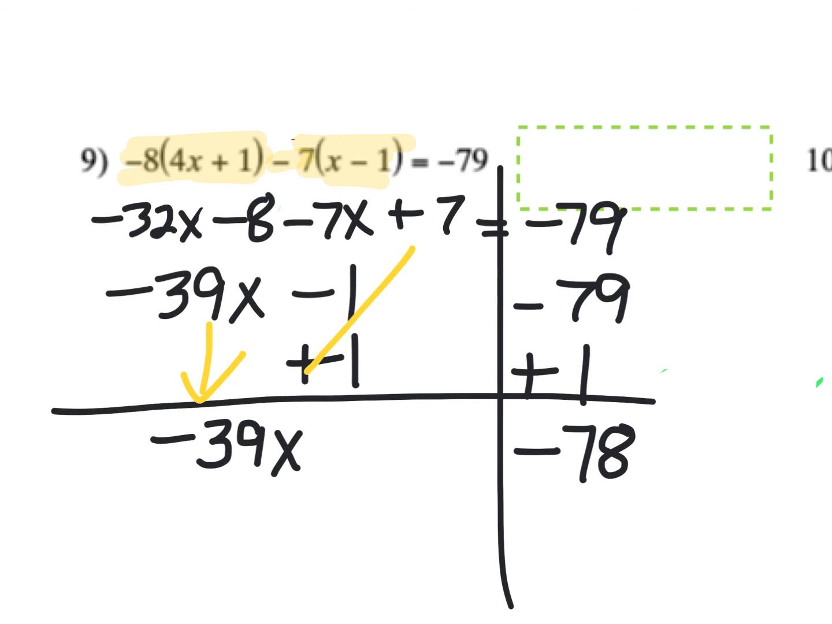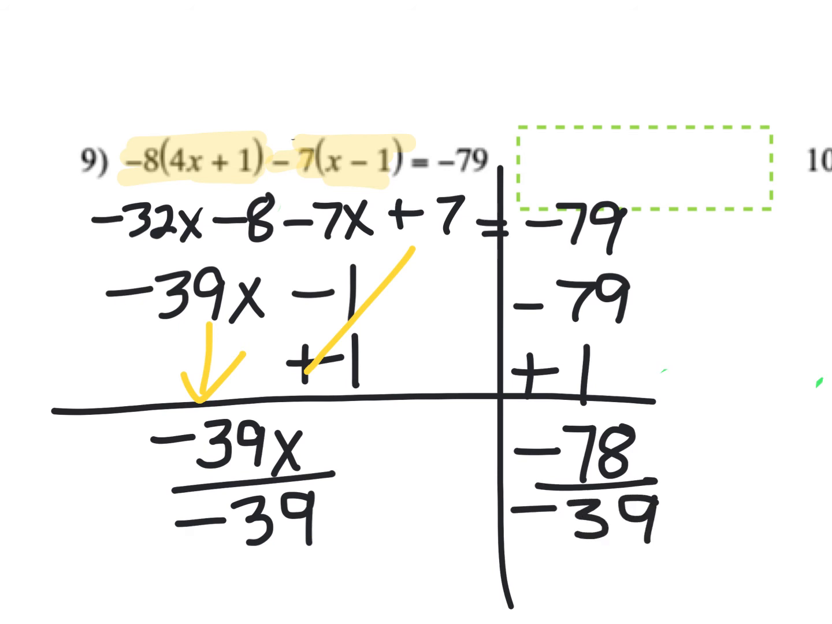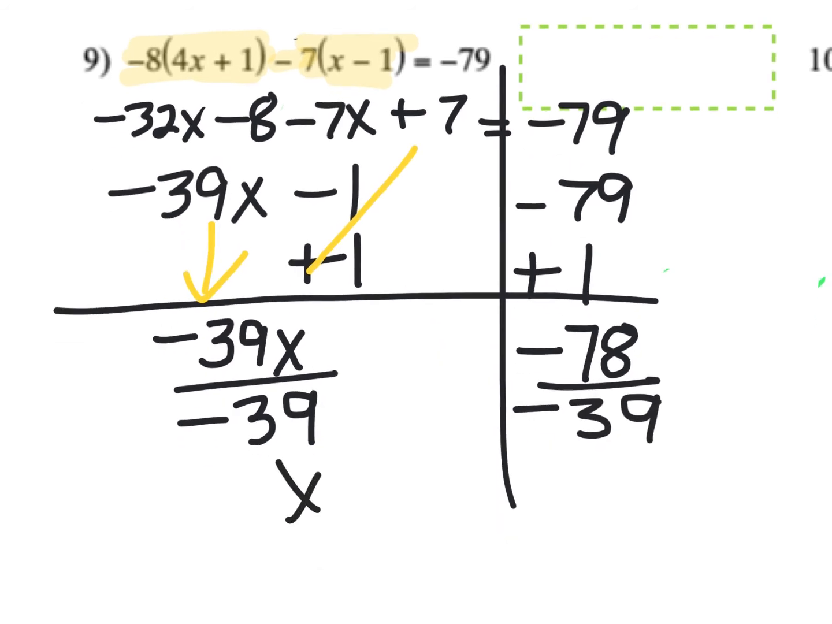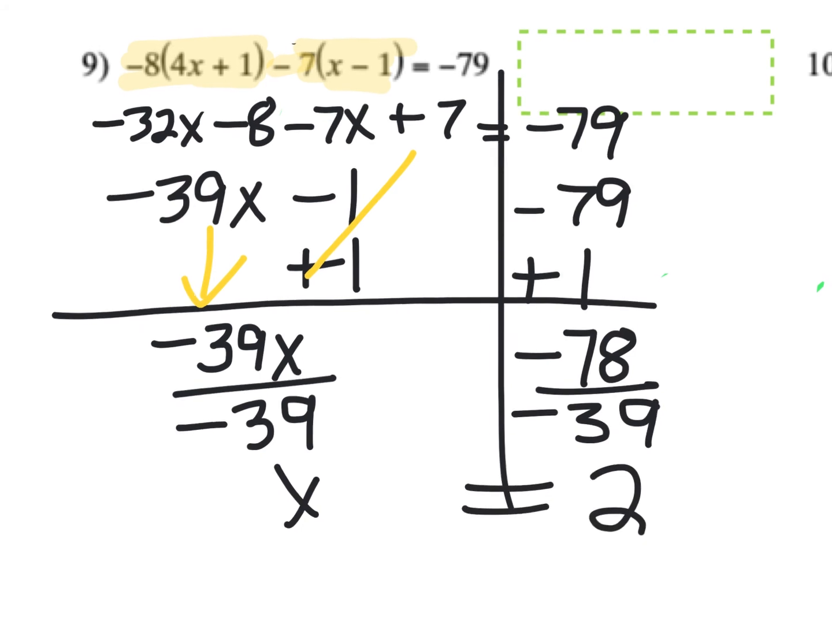And to get rid of that -39x, the inverse of multiplying is, of course, dividing. So we're going to divide both sides. So we've got x is equal to +2.